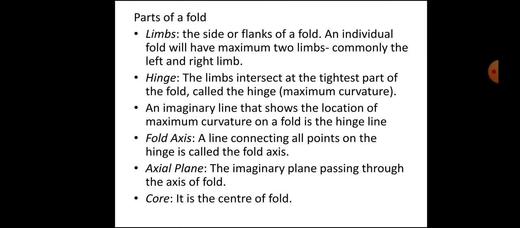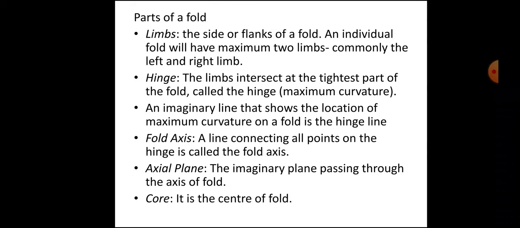Parts of a fault: limbs, the side or flanks of a fault. An individual fault will have a maximum of two limbs, commonly the left and right limb. Hinge. The limbs intersect at the tightest part of the fault called the hinge, the point of maximum curvature. An imaginary line that shows the location of maximum curvature on a fault is the hinge line.